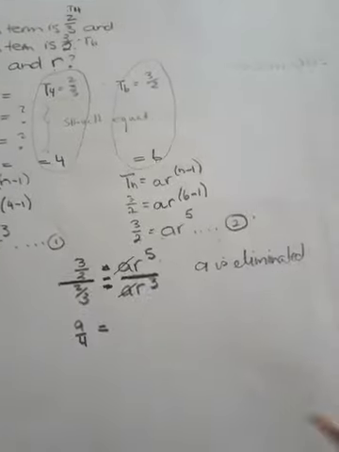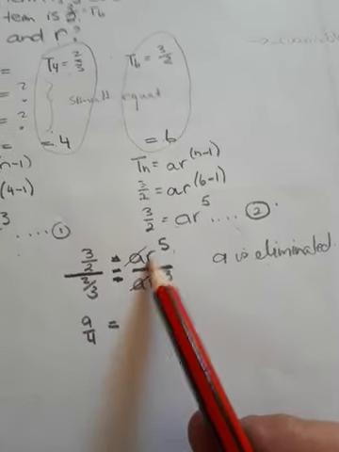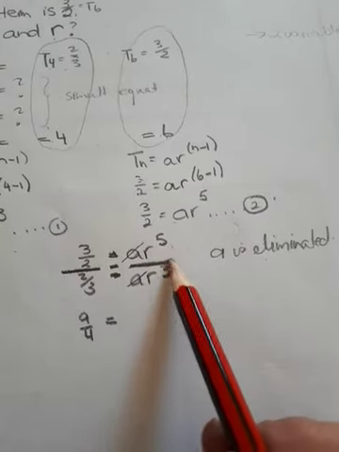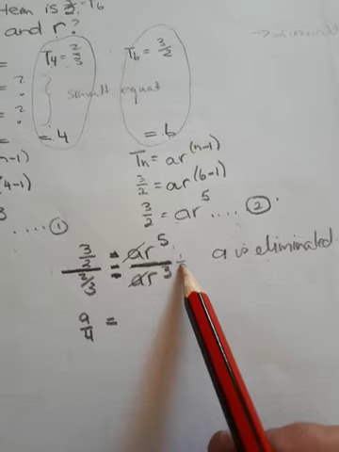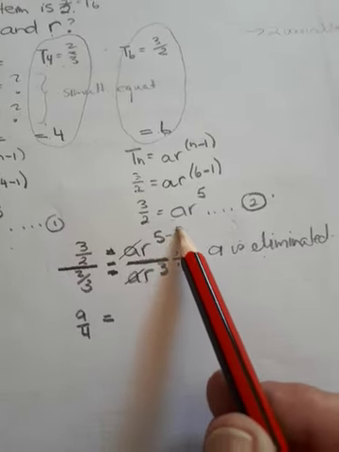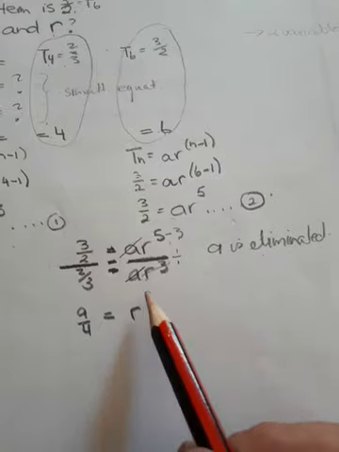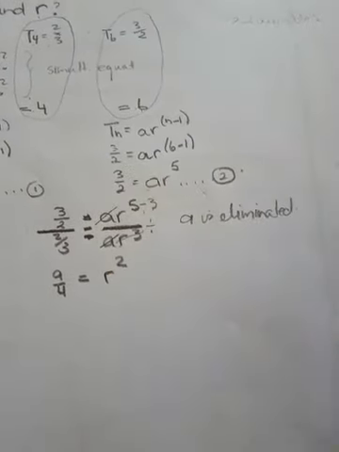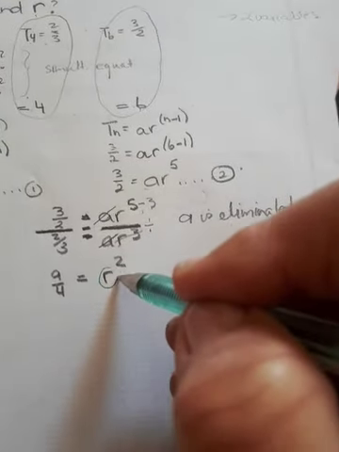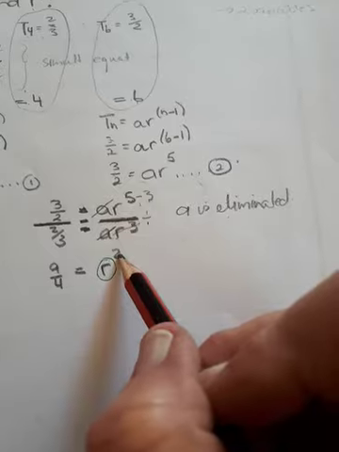Okay, so it is basically a method of elimination. But then we still have r to the power of 5 divided by r to the power of 3. So when we divide powers with the same base, we subtract the index, isn't it? So that gives me r squared. Okay, now we still want to find r.